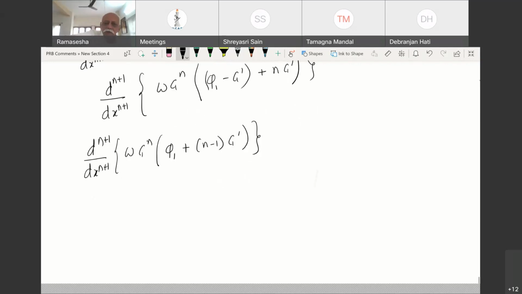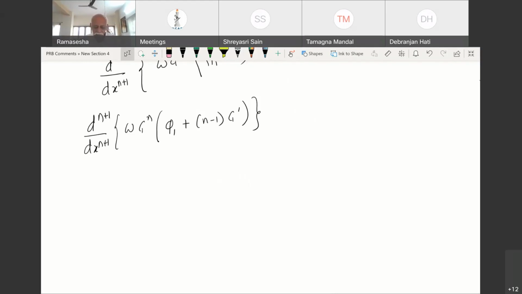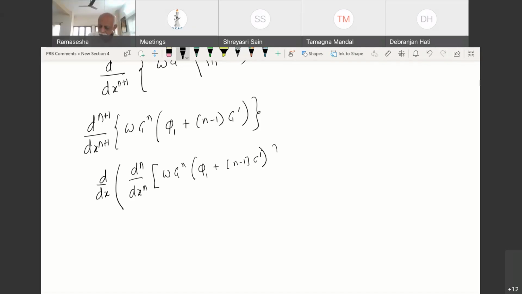Okay, now as before, I will differentiate this by terms. Okay, so using the Leibniz formula, what I'll get is the following. I'll get d by dx, d upon dx to the n, of W g^n times (P1 plus (n minus 1) g prime). Okay, so I have just written it slightly separately.